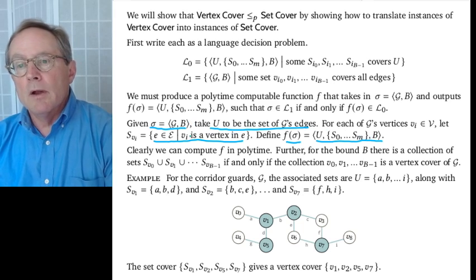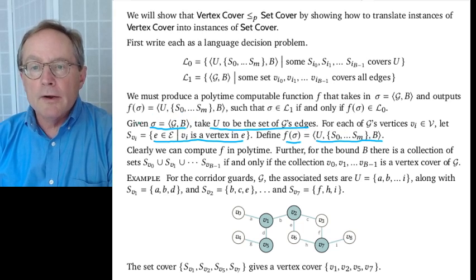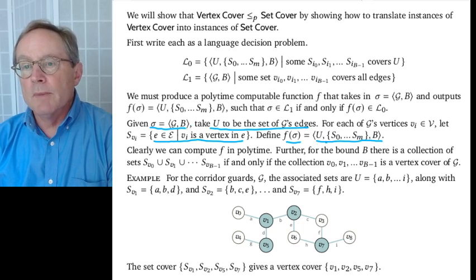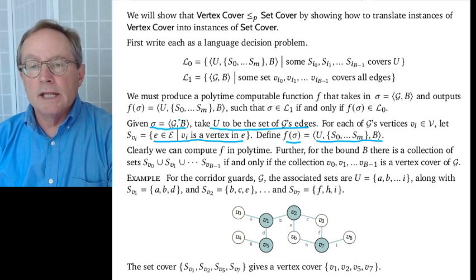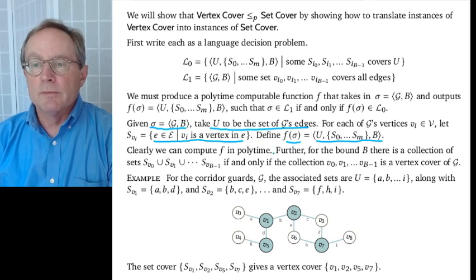And so again, before you really had much chance to think about it, the definition requires us to take in things from L1 and to put out things from L0. So we are translating problems stated in the language of L1 into problems stated in the language of L0. Clearly, you can do F in polytime.